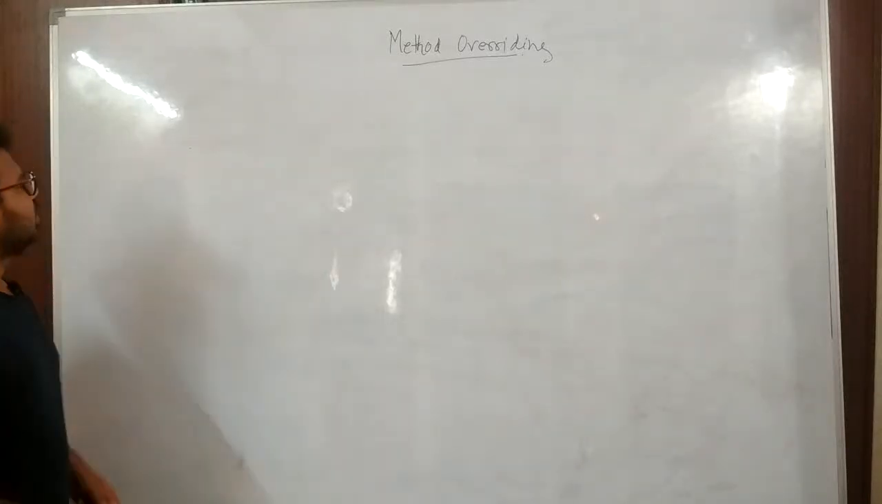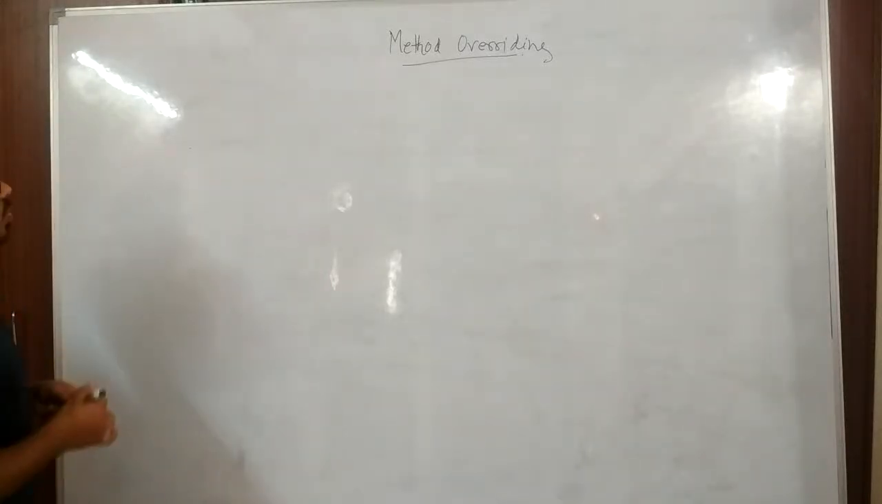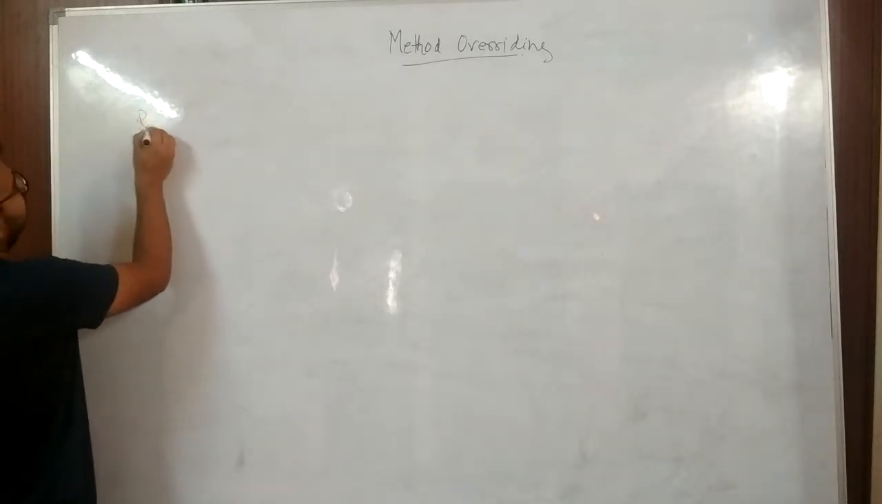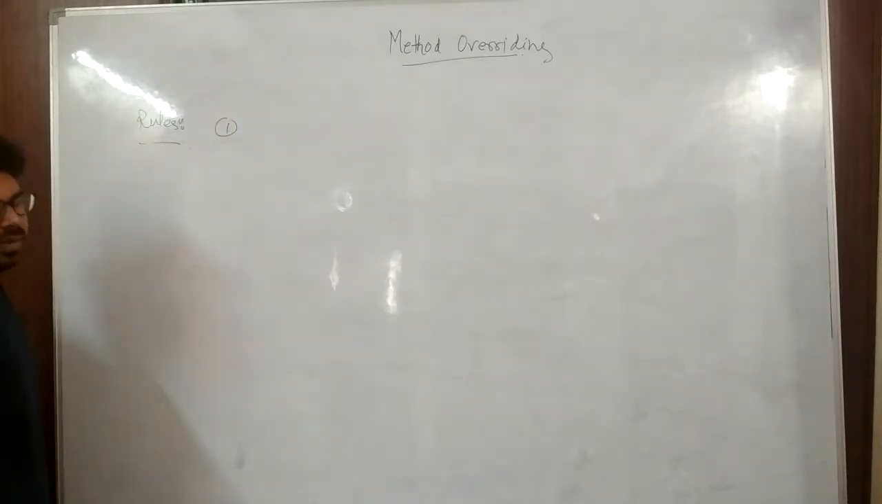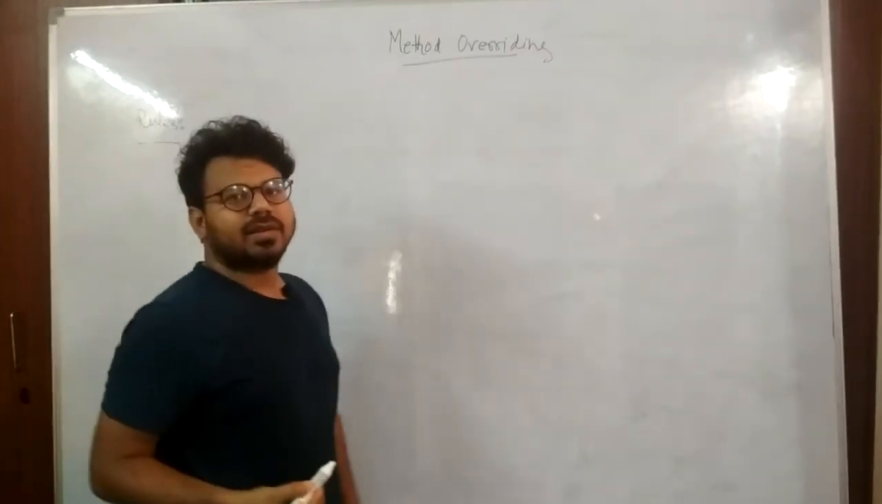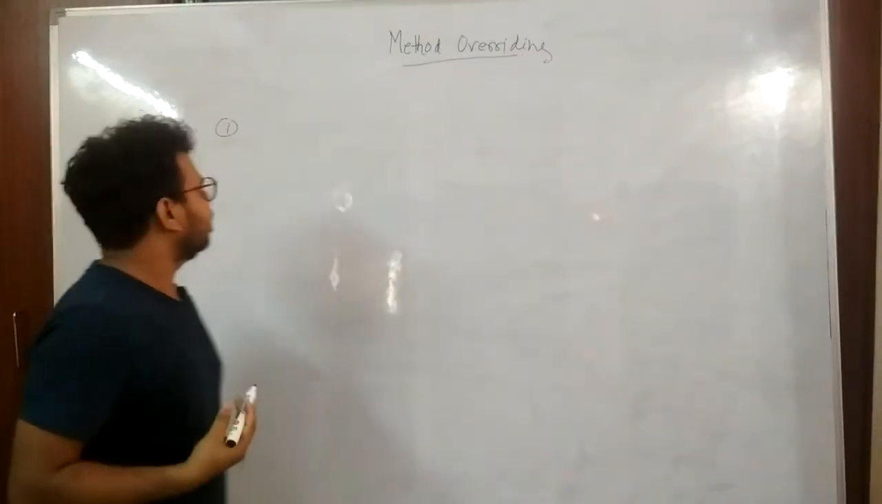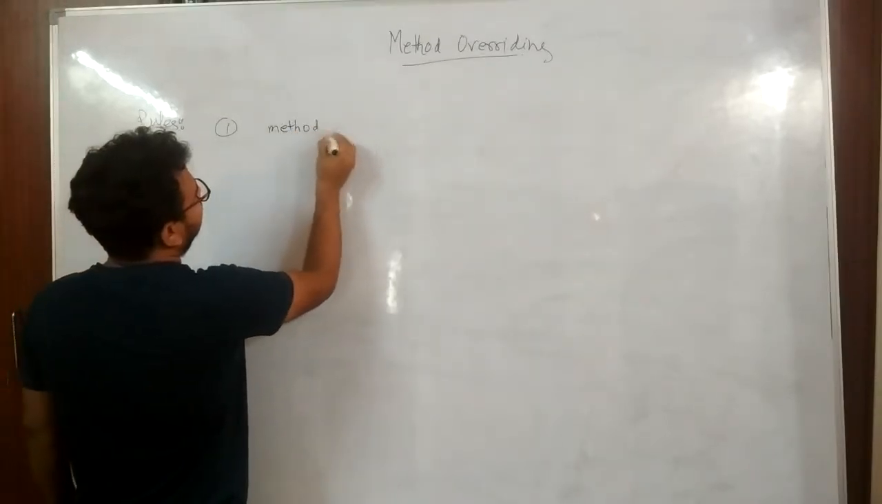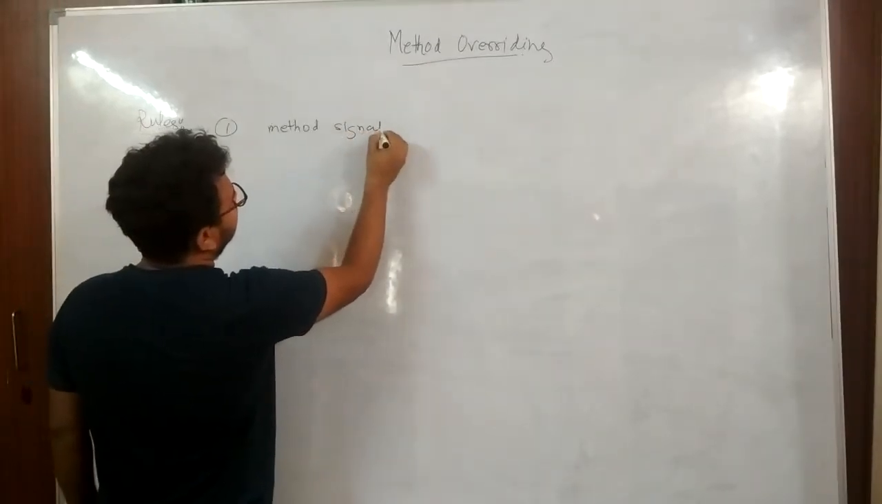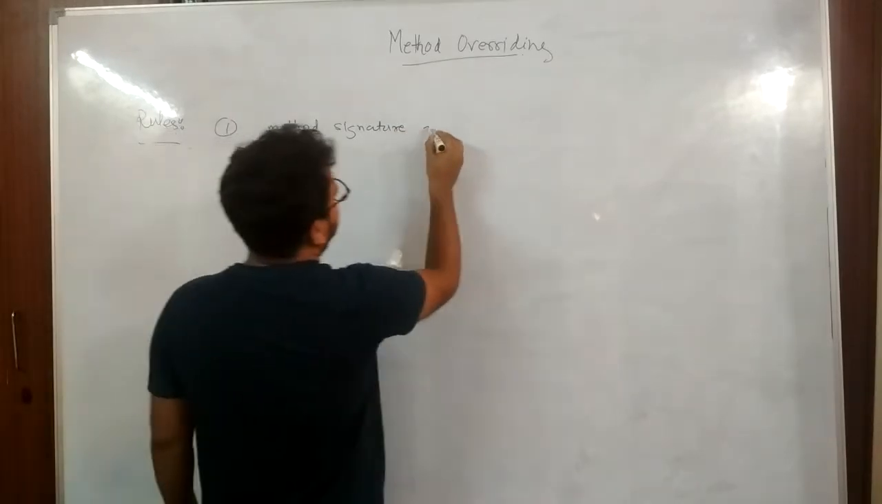Now let us learn about the rules of overriding. What are the rules for overriding? The first rule is that the method signature must be the same.